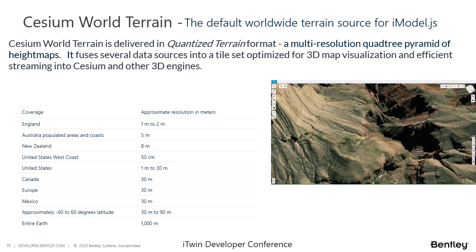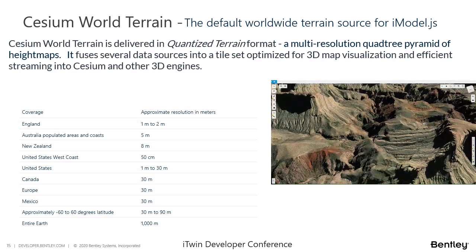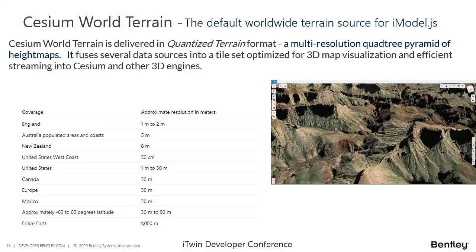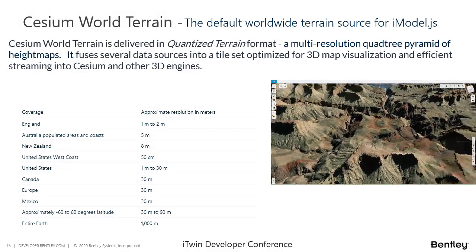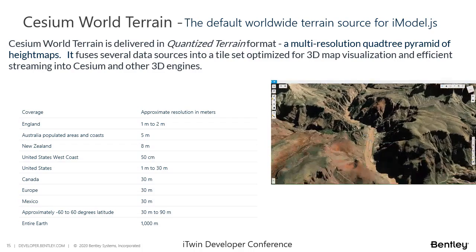Cesium World Terrain is another case where iModel.js uses hierarchical level of detail tiles. It's basically a source that Cesium aggregates from worldwide terrain sources and provides a default terrain that iModel.js users can use worldwide. You see the resolutions listed there, and this is their terrain for the Grand Canyon. And as you can see, it's fairly high resolution.